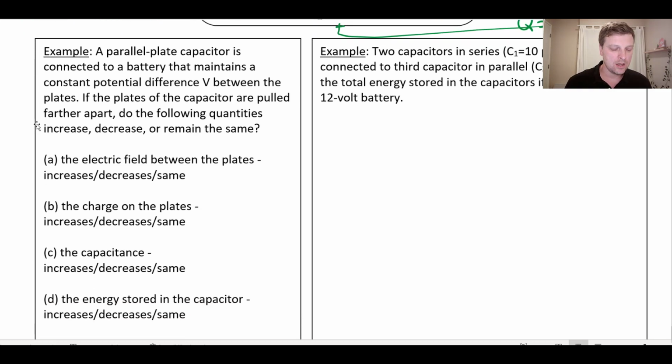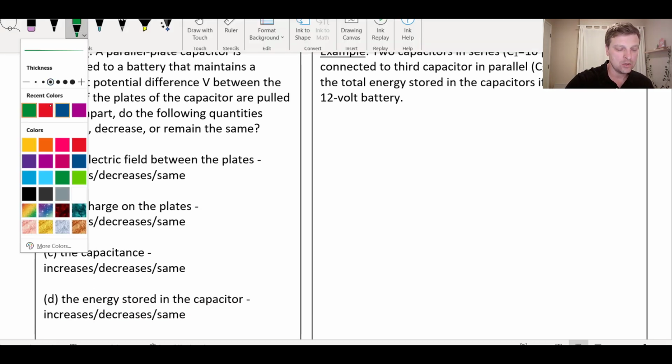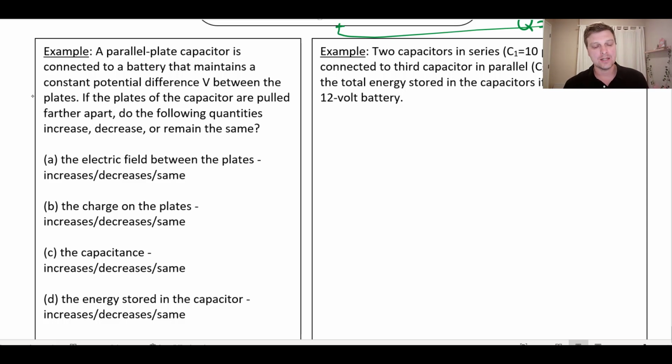Okay, so just a conceptual question here. It says we've got two parallel plate capacitors connected to a battery that maintains a constant potential difference between the plates. So what is going to happen to all of these values as we pull the plates apart? So we charge up the capacitor, and then somehow we pull the plates apart. What is going to happen in this case?